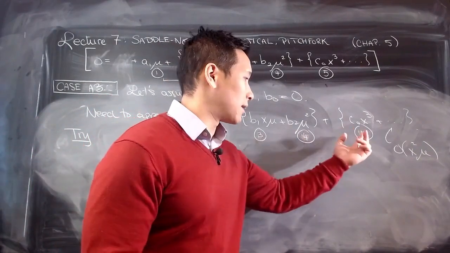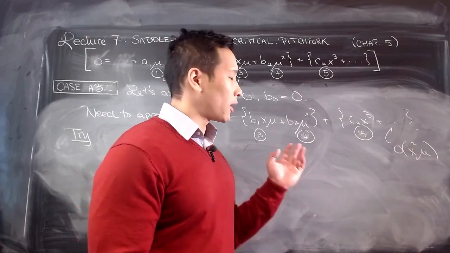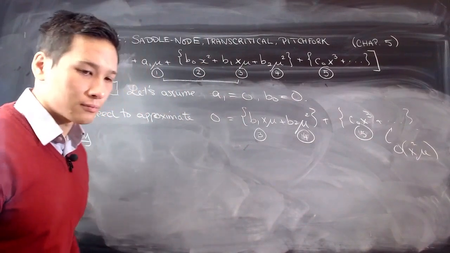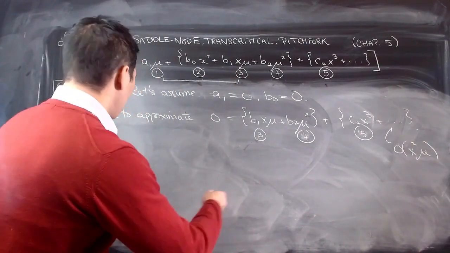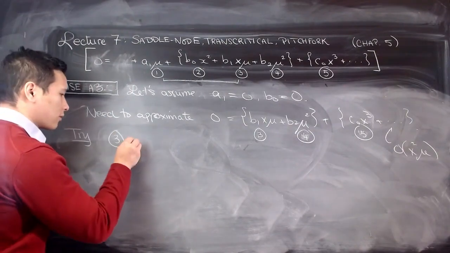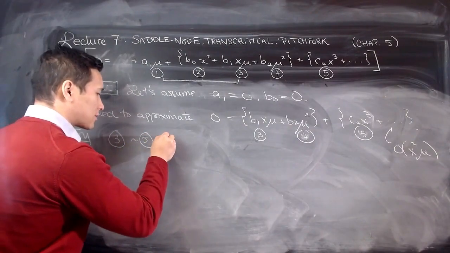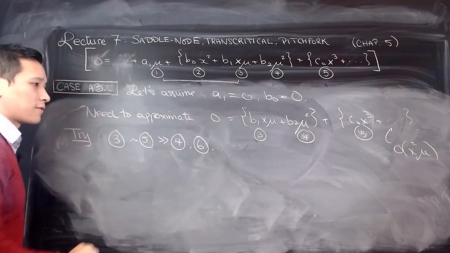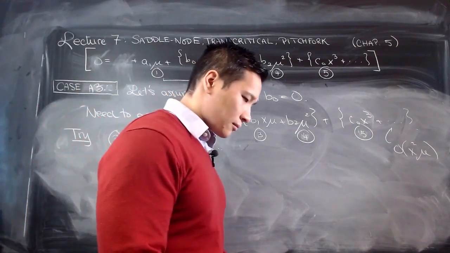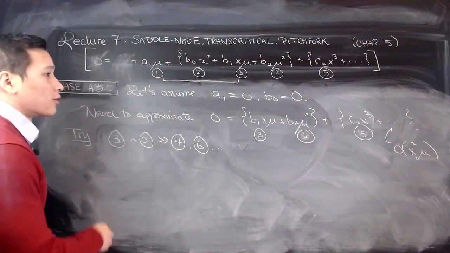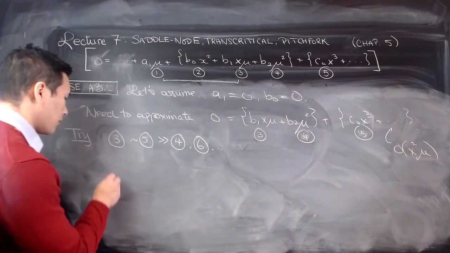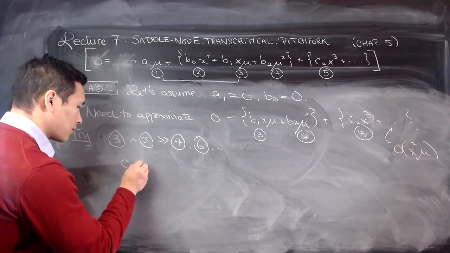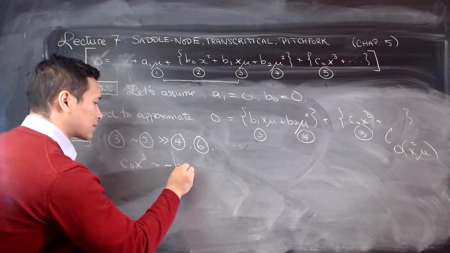The notes told me it's the 3 balancing 5, but we can also ask, well, why did you think of 3 balancing 5? Why not try 4 balancing 5? Let's try that a little bit later, and hopefully you get a contradiction. So let's try 3 balancing 5, and we're going to assume that's much greater than 4, 6, and so forth. 6 is just all the other stuff that we've ignored. So if 3 balances 5, then I have c naught times x cubed balancing minus b1 times x times mu.